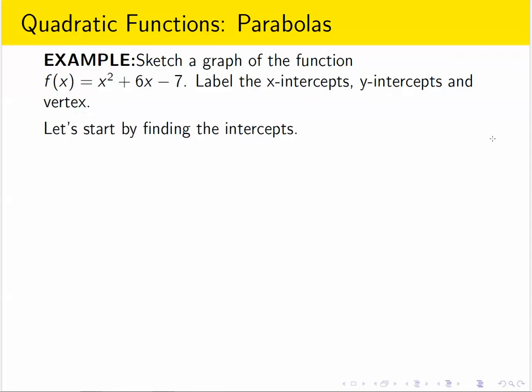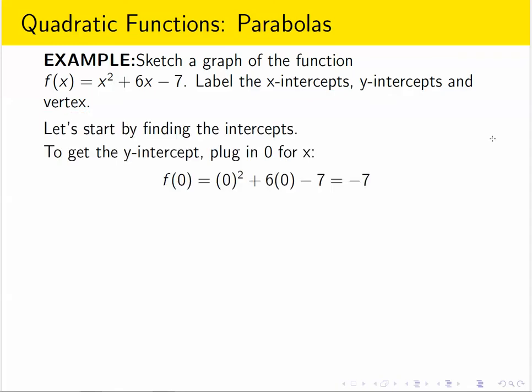Let's start by finding the intercepts. To get a y-intercept, plug in a 0 for x. So all you have to do is replace the x's with zeros and simplify. The result is -7, so that's the y-intercept. That's where this graph crosses the y-axis.